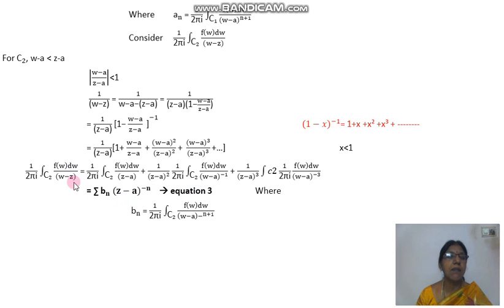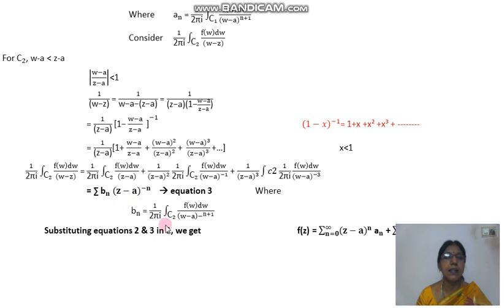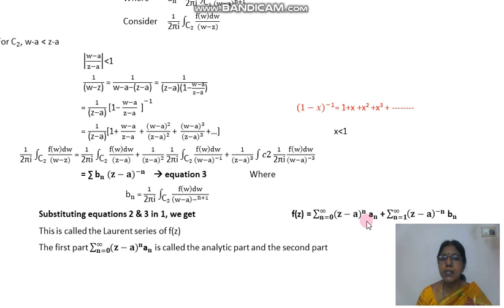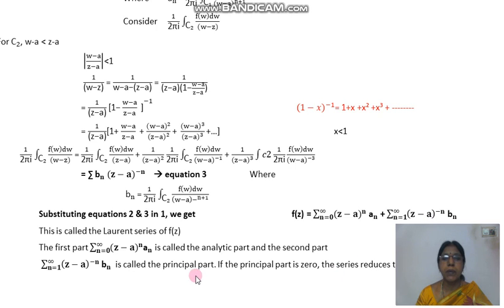That means this integral value is this one. Substitute this bn and an, that means equations 2 and 3 in 1, we get this series, which is called the Laurent series. You observe there are two parts here: the positive powers part is called the analytic part, and the negative powers part, the second part, is called the principal part. Suppose there is no principal part, it reduces to Taylor's theorem.